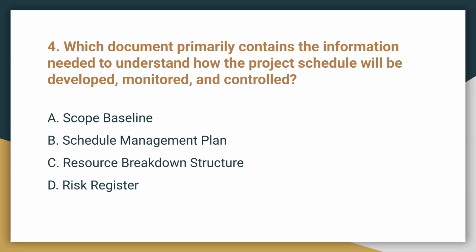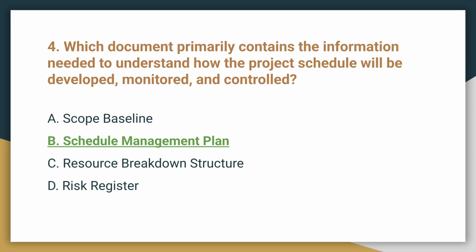Question 4. Which document primarily contains the information needed to understand how the project schedule will be developed, monitored, and controlled? The correct answer is B, Schedule Management Plan. This document defines the methodology, tools, and control thresholds for scheduling.